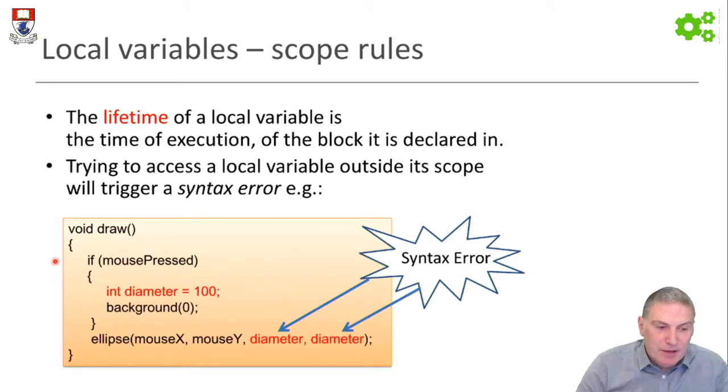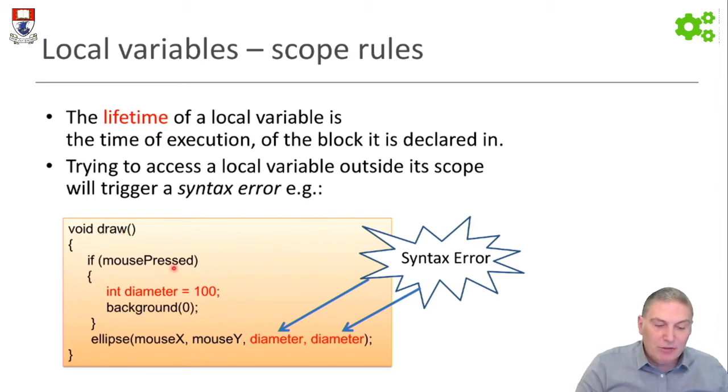The lifetime of a local variable is the time of execution of the block it is declared in. Trying to access a local variable outside its scope will trigger a syntax error. So let's take a look at this. Code looks fine. We have a draw function.